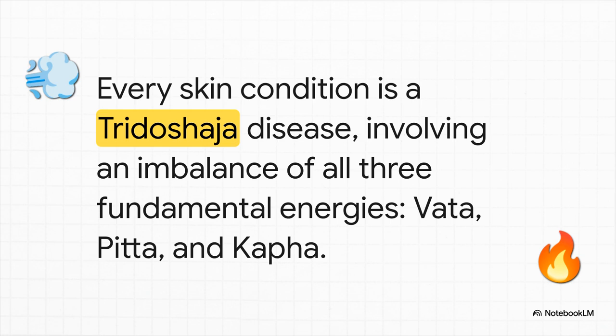No skin condition is caused by just one thing. Every single type of Kustha comes from an imbalance of all 3 of the doshas. Vata, which is movement, Pitta, which is metabolism, and Kapha, which is structure. The specific disease that you see just depends on which of these energies is the most out of whack.